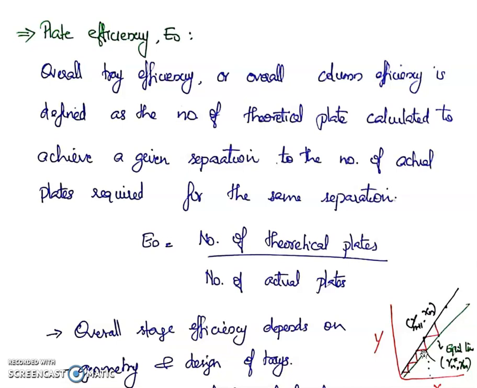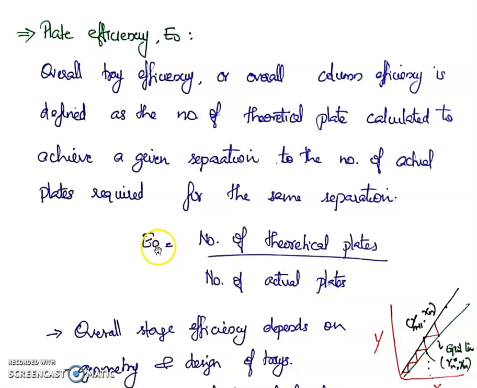But if you consider a real scenario, that will not be the case. That means the concentration in each tray will not be equal to the equilibrium concentration. That is because of the lower efficiency. So always the composition will be greater than the equilibrium concentration. As a result, we will require more plates than the theoretical number.